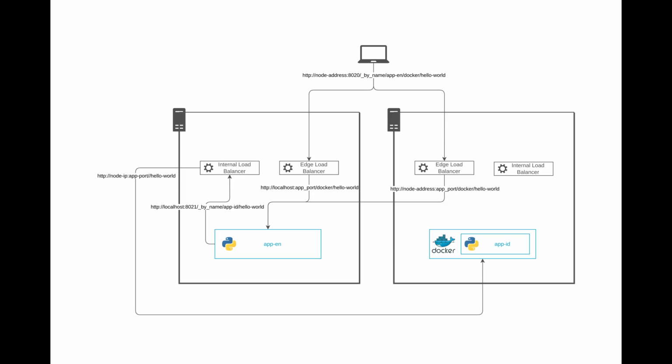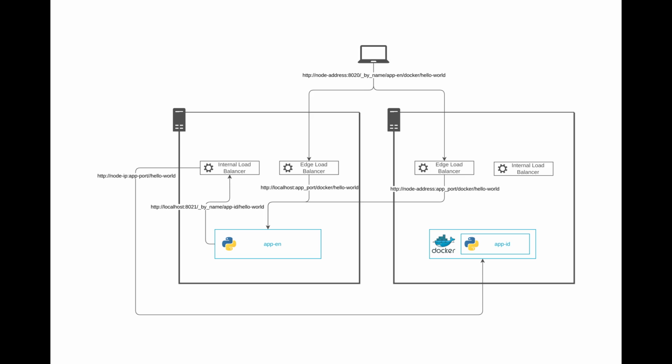Hi everyone. In this video I will show you how to access your services. We will create two simple applications. One will be accessed through edge load balancers, which is the way that external customers are accessing applications. The other one will be accessed by an internal load balancer, which is used for internal communication. We will call them app.en and app.id, which stands for Edge Native and Inner Docker.